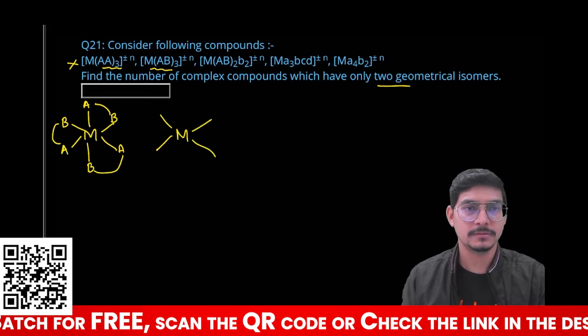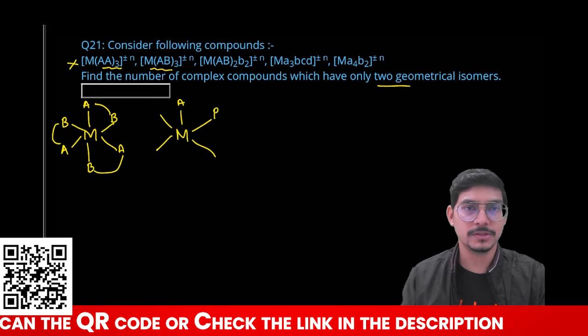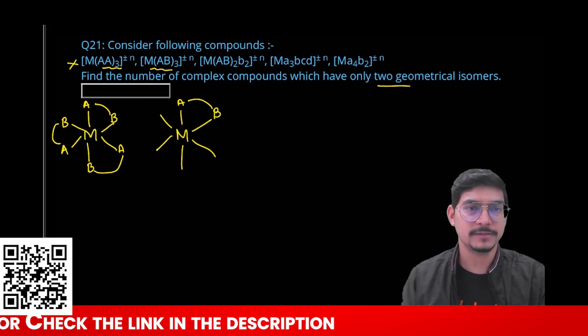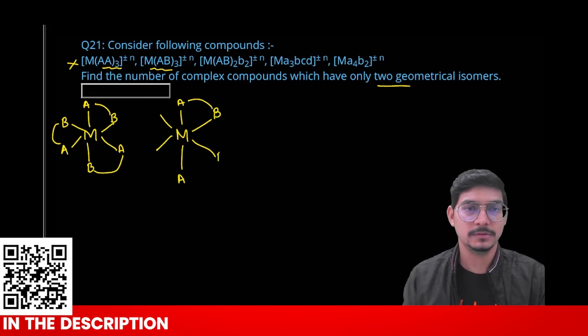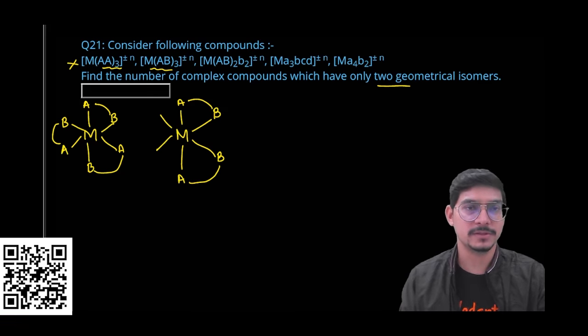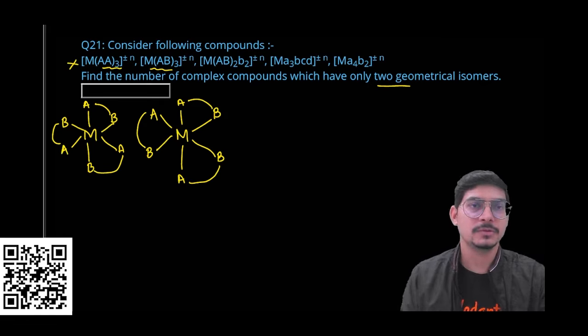In another case, we can interchange the positions of some donor atoms. For example, we can put A here, right? So in this case, now the two A donor atoms are trans with respect to each other. And if we write like this, then we can see that two B donor atoms are also trans with respect to each other. So this is another geometrical isomer in which two A donor atoms as well as two B donor atoms are trans with respect to each other. So there are two geometrical isomers. So this is one complex that has two geometrical isomers.